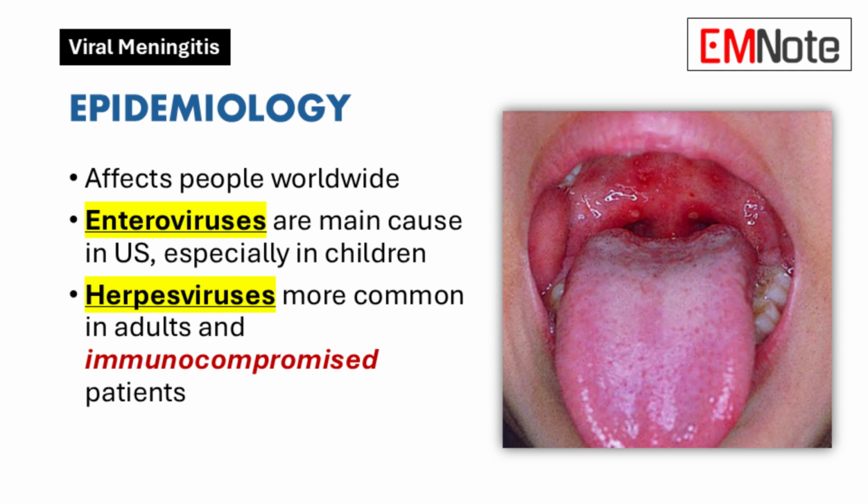Epidemiology. Viral meningitis affects individuals worldwide, with varying incidence rates depending on the region and the specific virus. In the United States, enteroviruses are responsible for the majority of viral meningitis cases, particularly in children. Herpesviruses, including herpes simplex virus, are also significant causes, especially in adults and immunocompromised individuals.